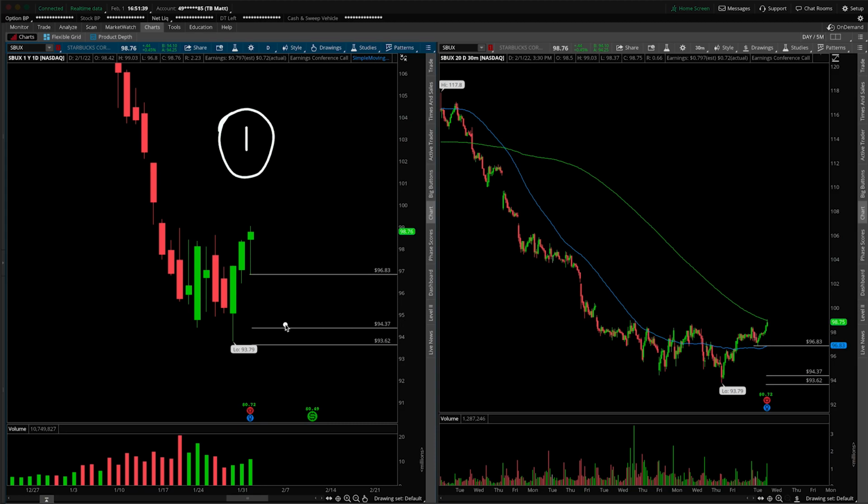So to walk you through what that would look like, opening here, failing to find new sellers under the overnight low, look for buyers to take it back up long through the open for the gap to fill up to today's low of day around 96.85. That's the long-sided trade here for the gap and trap inside of Starbucks.